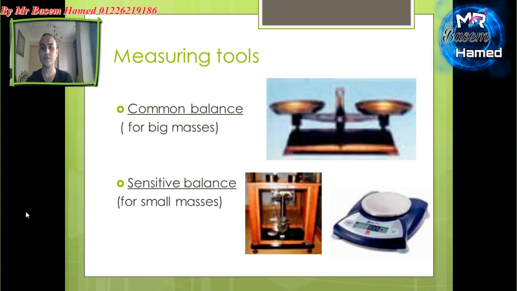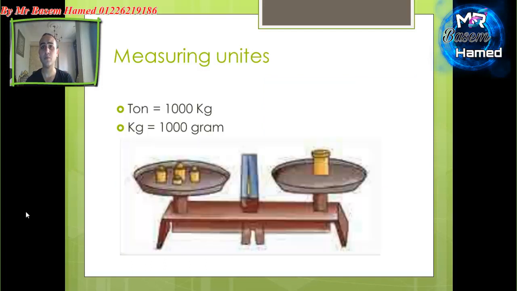And what are the measuring units for the mass? We can use a ton, which equals 1000 kilograms, and each 1 kilogram equals 1000 grams. So we have other tools and other units for the mass.